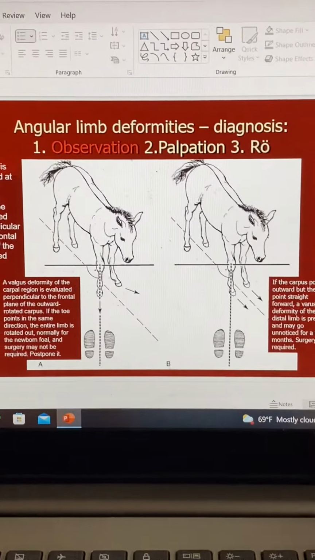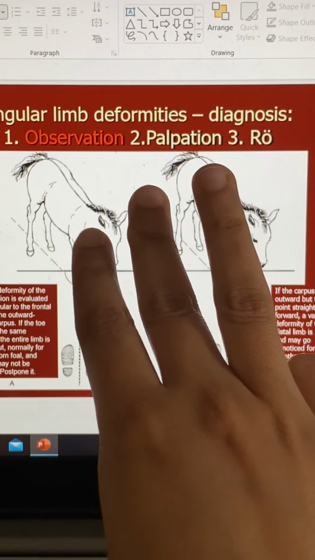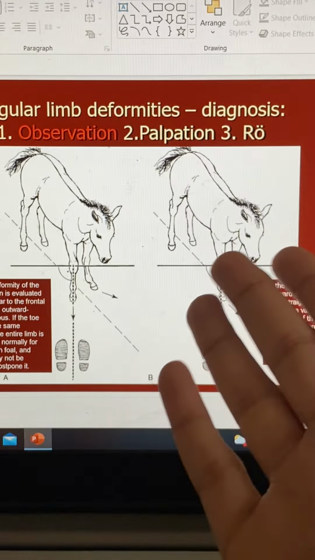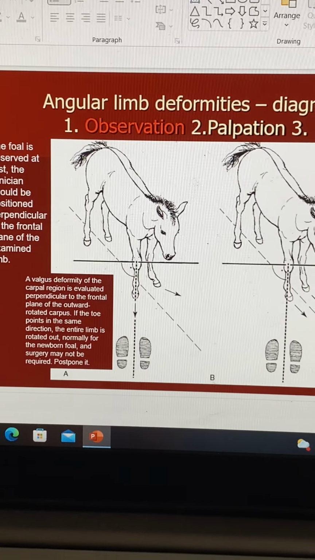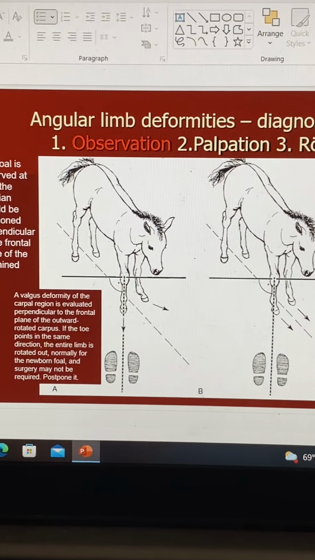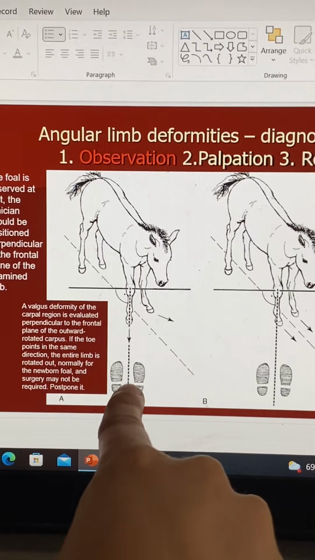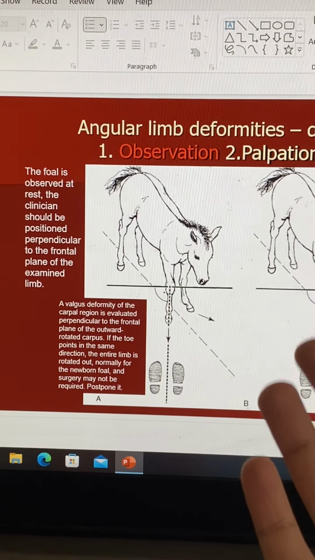So what we do is we go through 3 steps: the observation, the palpation, and the Roux parameters. So the Roux parameters are those like measurements we mentioned, and laminitis. So observation, the foal is observed at rest, and the clinician should be positioned, so let's say perpendicular, so I should be here, that's where the vet should be, to the frontal plane of the examined limb.